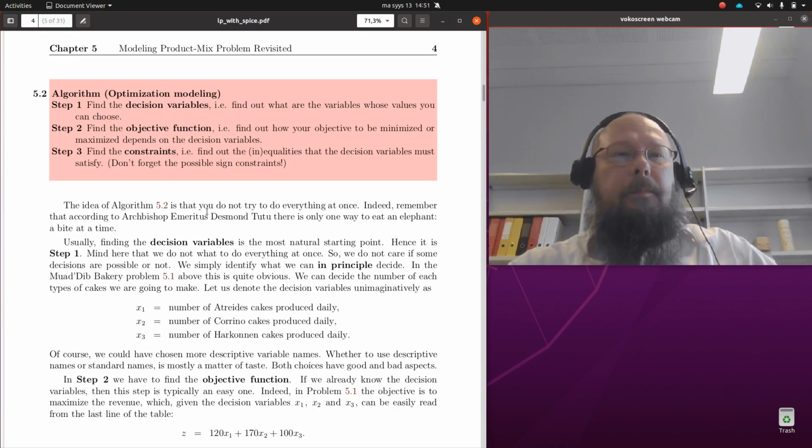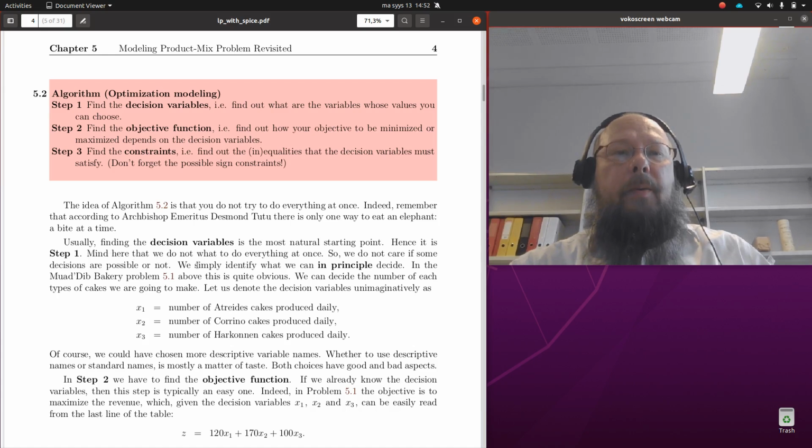Indeed, the idea of this algorithm is that you do not try to do everything at once, and let me put this in other words, or actually Archbishop Emeritus Desmond Tutu's words. He said, in a slightly different context of course, that there is only one way to eat an elephant, a bite at a time. So this is what we do. Our first bite is step 1. Usually finding the decision variables is the most natural starting point. Not always, but usually. So that's step 1.